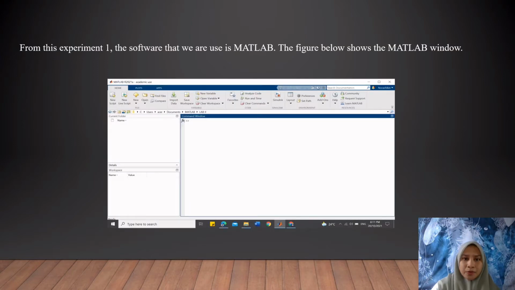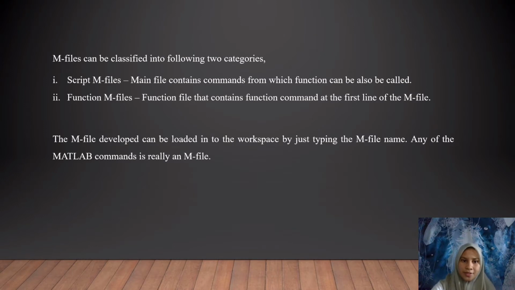From this experiment 1, the software that we use is Matlab. These figures show the Matlab windows. Files can be classified into two categories, which are scripts and function files. The main file contains comments from which a function can also be called, and the function file contains function comments at the first line of the M file. The M file developed can be loaded into the workspace by just typing the M file name. Any of the Matlab commands is really an M file.